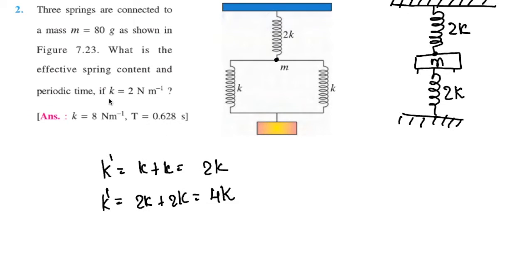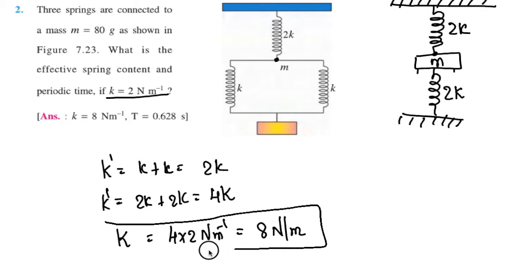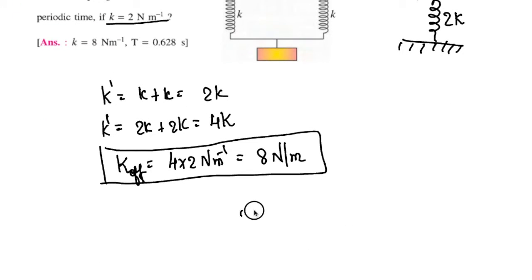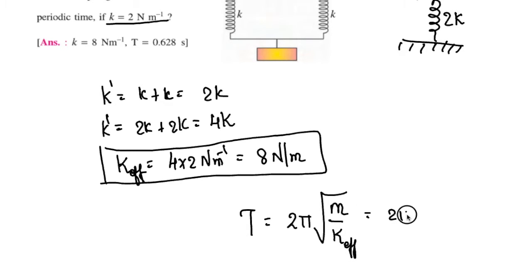Now the effective spring constant for this system is 4k. Putting the value of k, that is 2 Newton per meter, 4 into 2 Newton per meter will give me 8 Newton per meter, and that is the effective spring constant K. Now we need to find out the time period. The formula for time period is capital T equivalent to 2 pi root of mass upon effective spring constant.